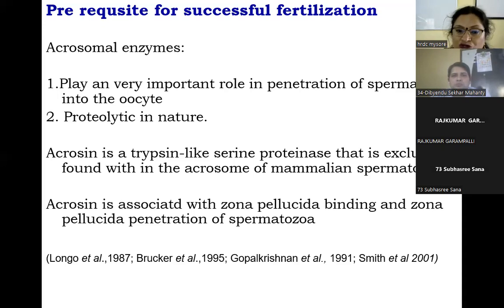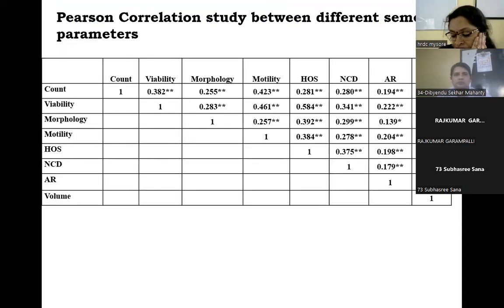It will break the proteins in the zona pellucida and thereby it could penetrate. And acrosin is a trypsin-like serine protease that is exclusively found in the acrosome of mammalian spermatozoa. Acrosin is the major enzyme. It is a trypsin-like serine protease, which will break down the zona pellucida and is present in the acrosome of mammalian spermatozoa. It's all associated with the zona pellucida binding, and it easily penetrates into the egg, that is the oocyte. So these are the tests indicating that there's a positive association.